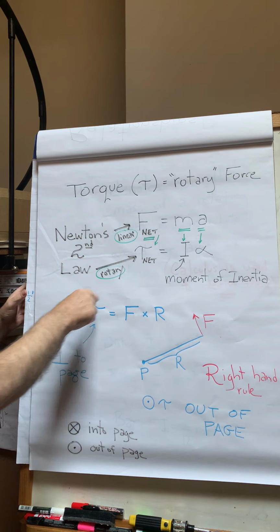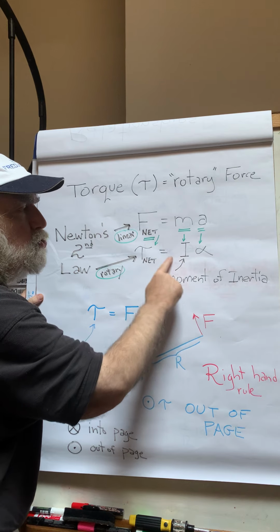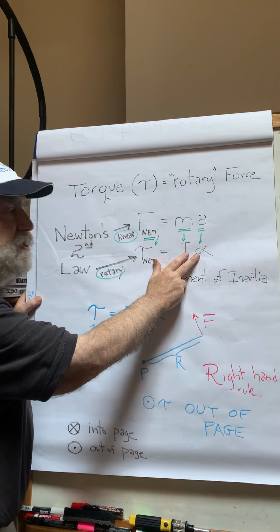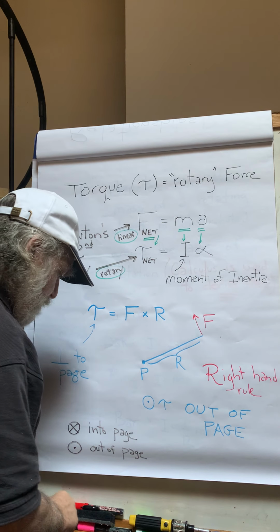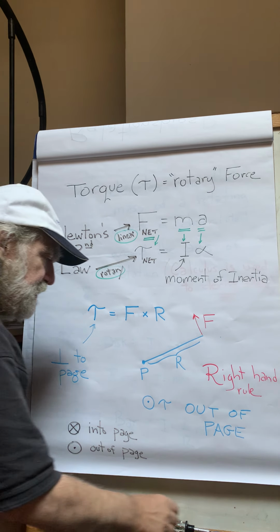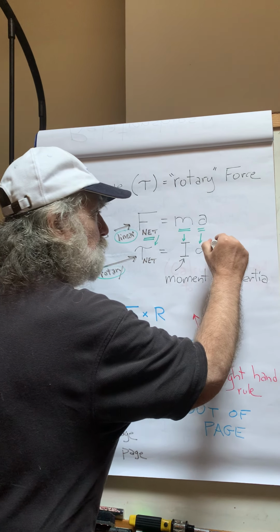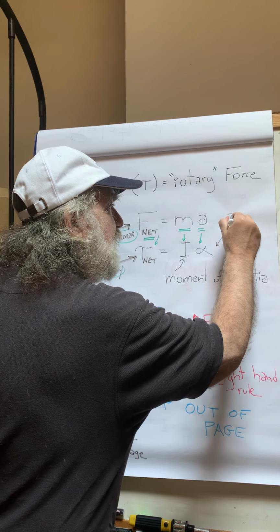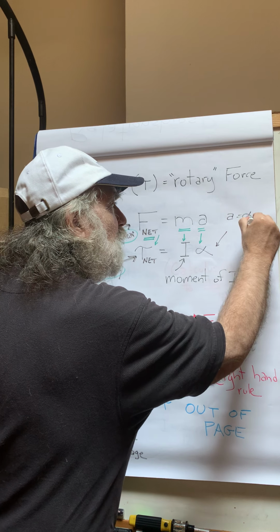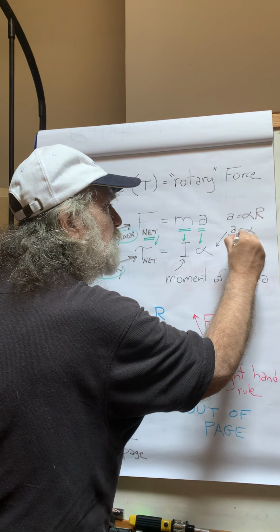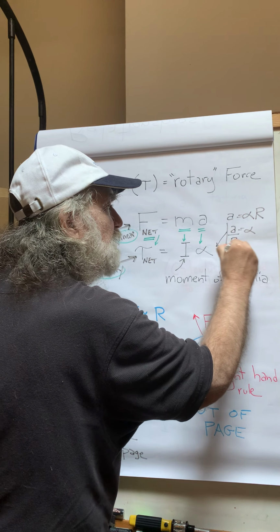And torque is this rotary mass times not acceleration in the linear sense, but alpha. And remember, linear guy is rotary guy times R. So a is alpha R. So alpha is the same thing as the linear acceleration divided by the radius of the turn.